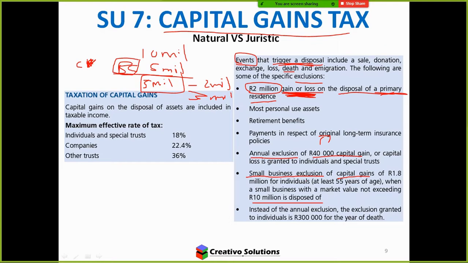And then if you have death, in other words, if you die, the annual exclusion is bumped up from 40 to 300,000.